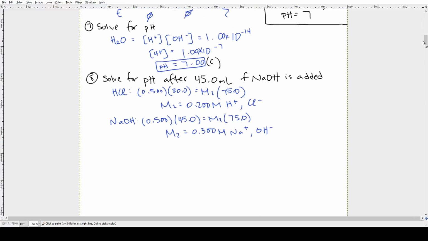So now that I have my dilutions done, I can create my ICE chart, which again is not strictly necessary, but I'm trying to be thorough. 0.200, 0.300. So what's our limiting reactant here? That would be our hydrogen, so that's what I'm going to subtract from both sides. I end up with no hydrogens, but I do end up with hydroxides.